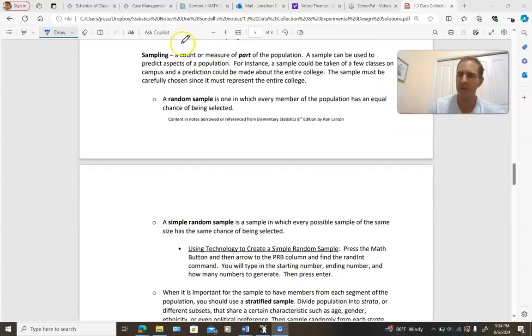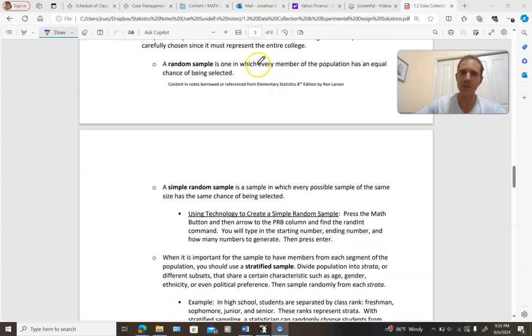As we've talked about, a sample is just a subset of the population, and then we can use that sample to make predictions or generalizations about the population. But we've got to be pretty careful, guys, to ensure that the sample is representative of the population. These are some different strategies to do that. The first one is a random sample. A random sample is one in which every member of the population has an equal chance of being selected. So basically, one individual is not more likely to be selected than any other individual.